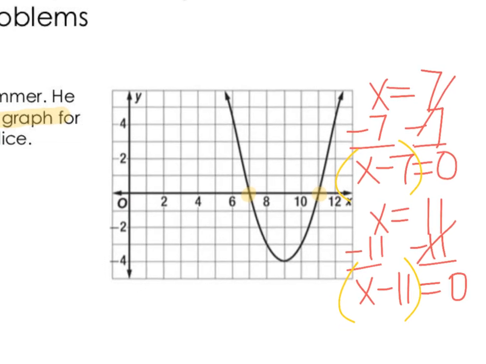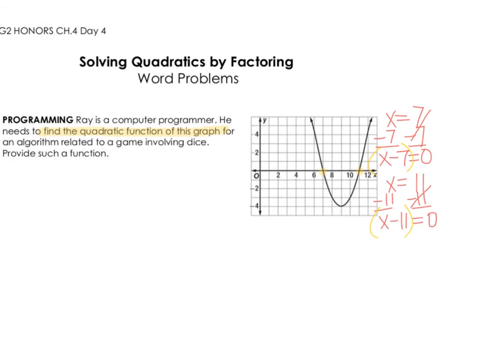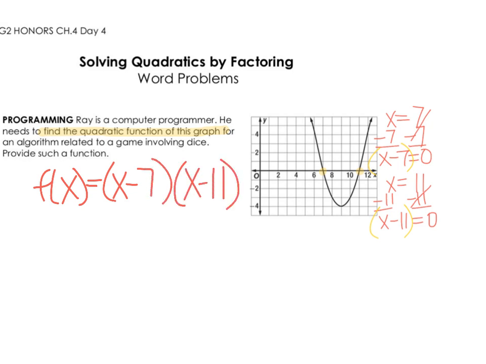So what we would do is go over here and write f of x equals x minus 7 times x minus 11. And that is our function in factored form. Now we want to write it in standard form, so what we want to do is FOIL this out. We multiply the first, outer, inner, last.